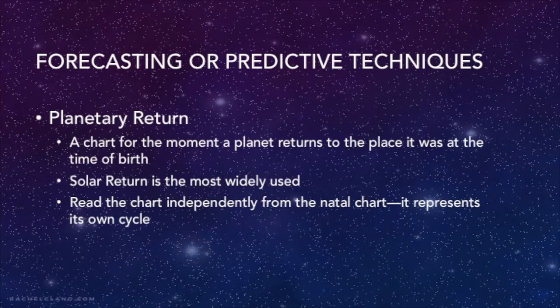Because the planets move at different speeds, each planetary return will be a chart for a time that's specific to that particular planet. So, for example, a solar return is going to be a yearly cycle. A Mars return is going to be a 2.5-year cycle, and so on. And I encourage you to explore those as you deepen your astrology knowledge.